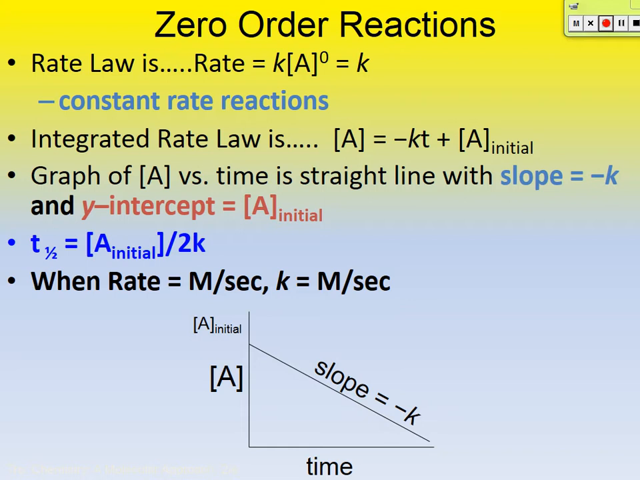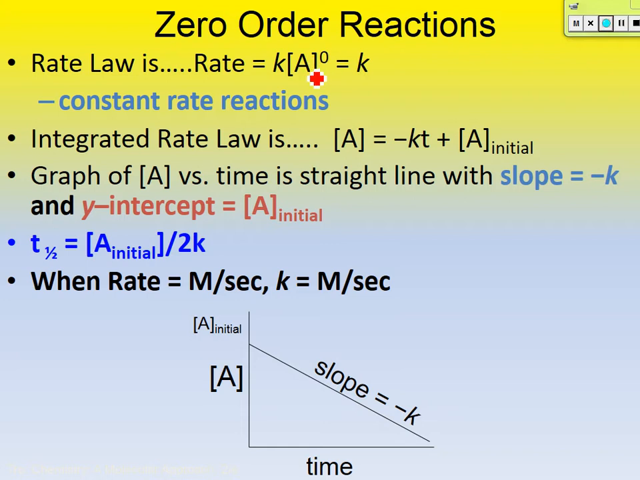And these are the integrated rate law equations. We're going to go over those equations for zero order, for first order, and for second order reactions. So let's start with zero order reactions. We've already learned the rate law for a zero order reaction. The rate is equal to the rate constant times the concentration of the reactant raised to the zero power.